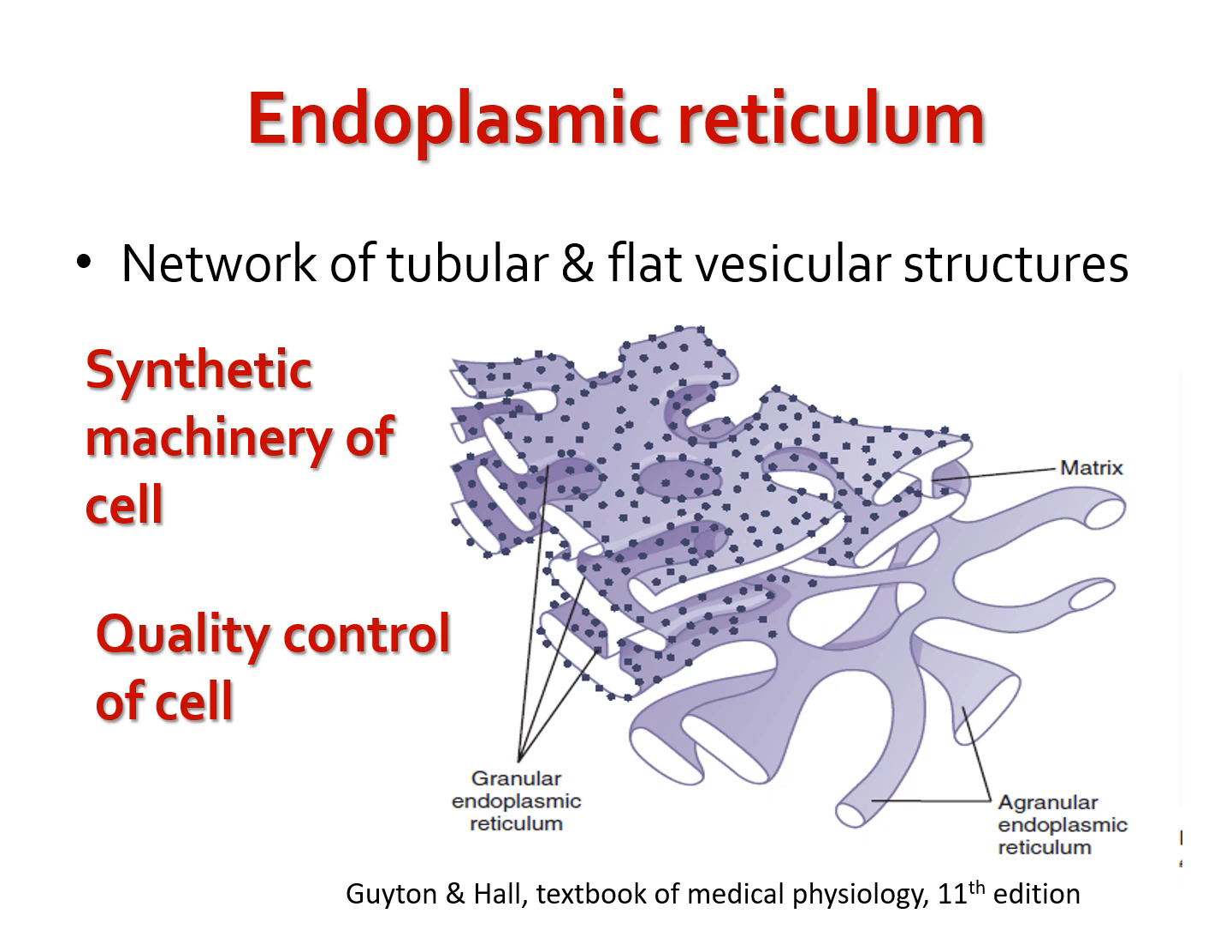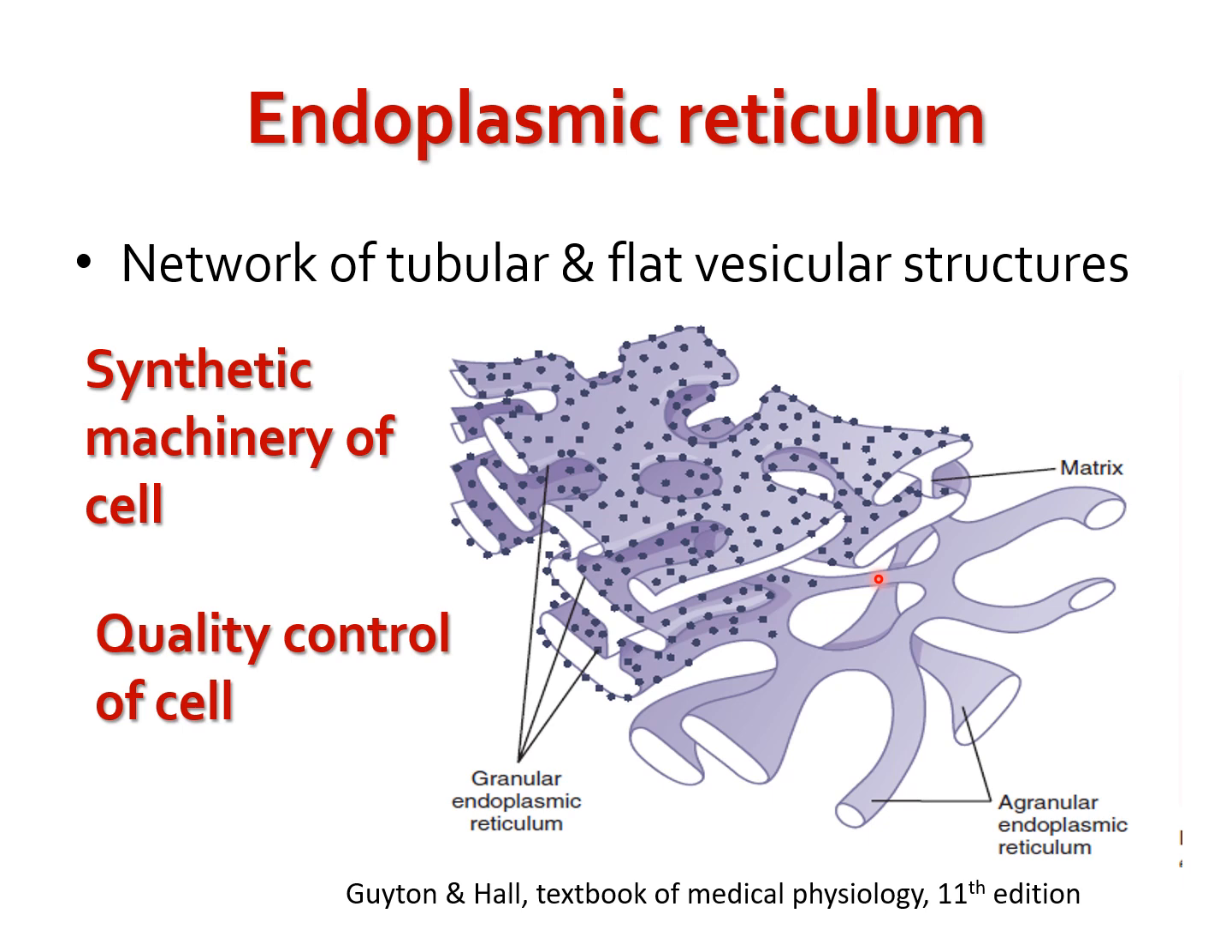So the next cell organelle is the endoplasmic reticulum. So what is endoplasmic reticulum? It is a network of tubular and flat vesicular structures. We can see there are flat vesicular structures and tubular-like structures. This collection of tubular and flat vesicular structures is called the endoplasmic reticulum. It is called the synthetic machinery of the cell, or the quality control of the cell.